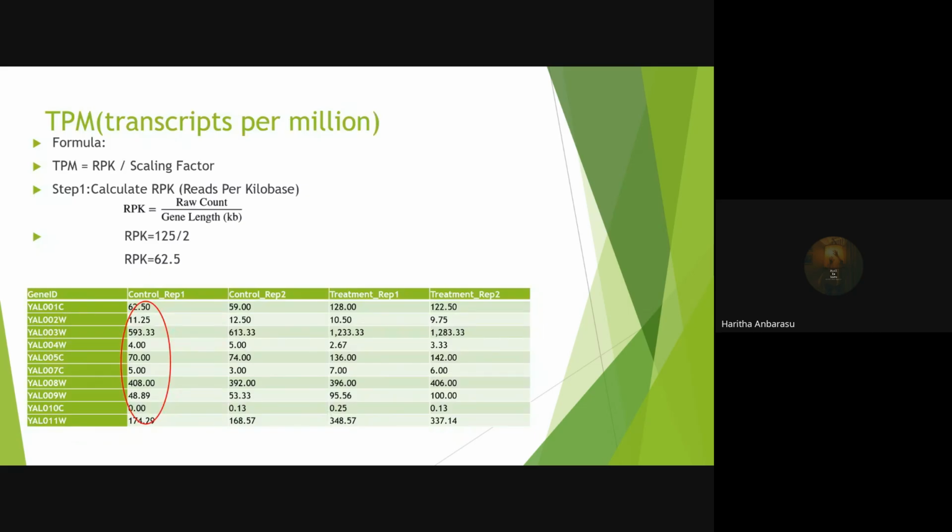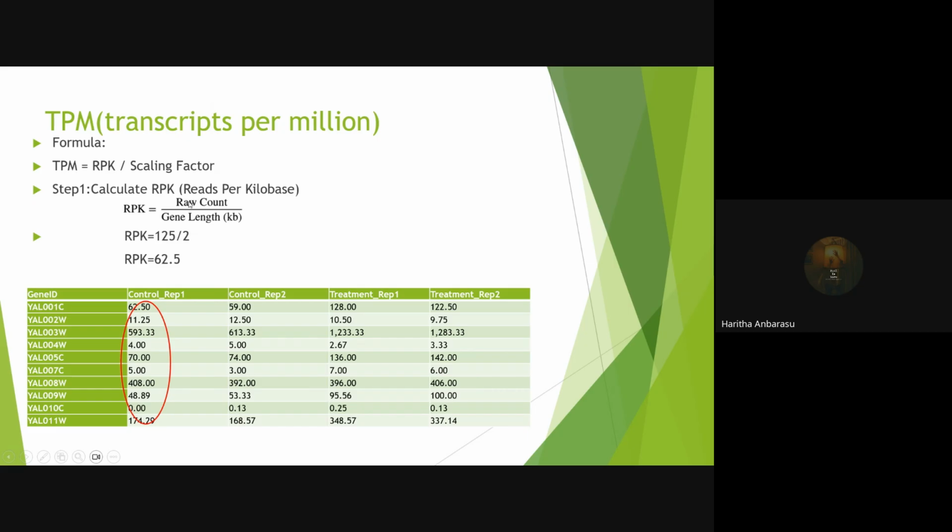Then TPM calculation. TPM is known as transcripts per million. The formula of TPM is equal to RPK divided by scaling factor. First, we need to calculate RPK and scaling factor. For RPK, this is the formula of RPK, raw count divided by gene length.